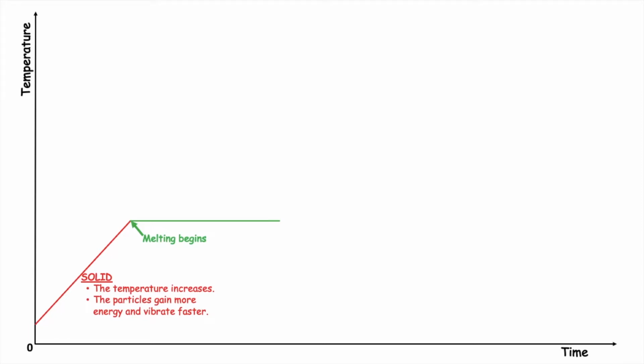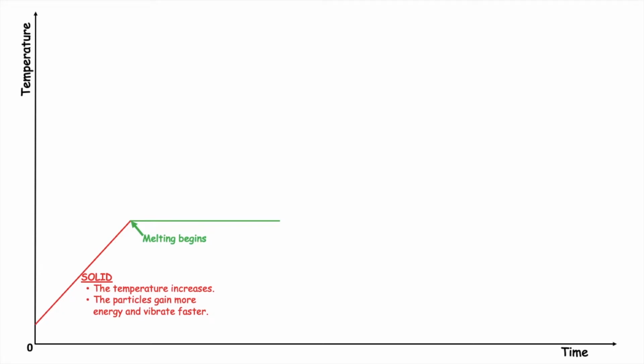And this initiates the second stage of the heating curve, which is represented by the green horizontal line. The horizontal line is also called a plateau. Now, the horizontal line indicates that the temperature is constant. That is, it doesn't change over time. And during this period, a change of state of matter occurs.